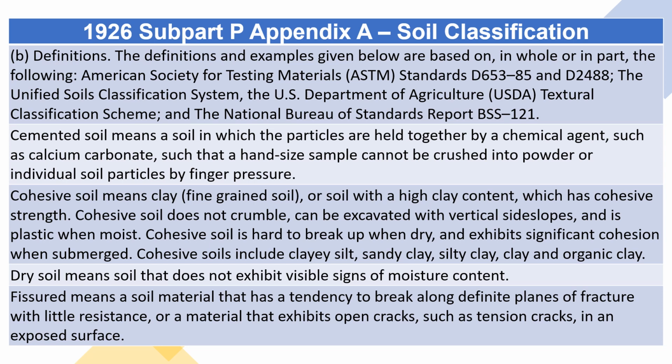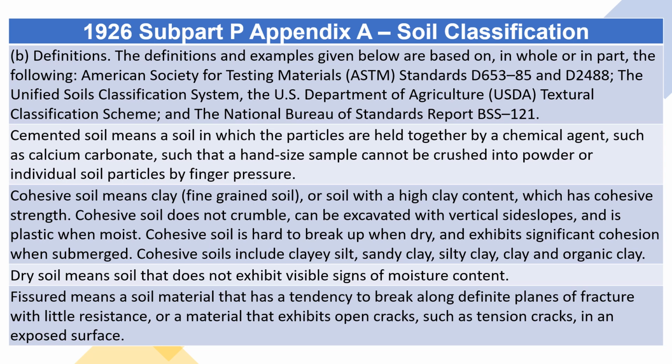Cemented soil means a soil in which the particles are held together by a chemical agent, such as calcium carbonate, such that a hand-size sample cannot be crushed into powder or individual soil particles by finger pressure. Cohesive soil means clay, fine-grained soil, or soil with a high clay content, which has cohesive strength. Cohesive soil does not crumble, can be excavated with vertical side slopes, and is plastic when moist. Cohesive soil is hard to break up when dry, and exhibits significant cohesion when submerged. Cohesive soils include clayey silt, sandy clay, silty clay, clay, and organic clay.